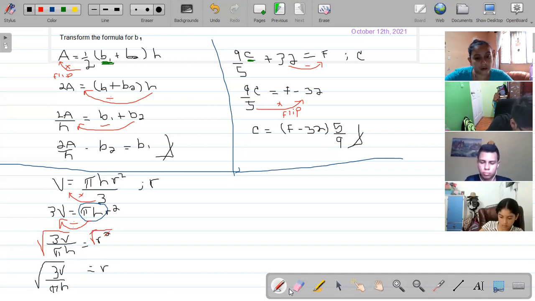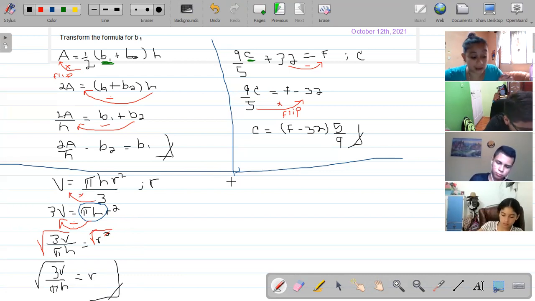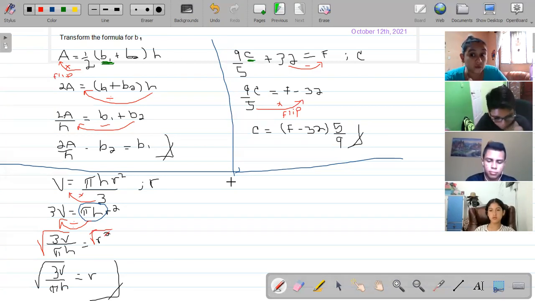Okay, everything inside a square root, and that is equal to r. And that would be your final answer, okay? Pay attention to this because this exercise is really important for when you get to 9th grade. In 9th grade, you're going to see geometry, and in geometry, you're most definitely going to use formulas of volume and formulas of area. And you need to know how to transform the formula, okay? So this is transformation of a formula.